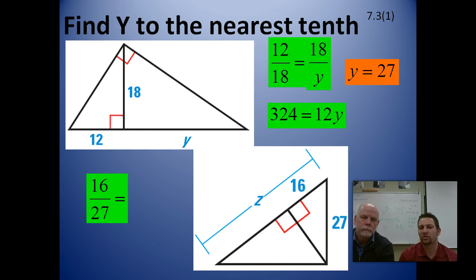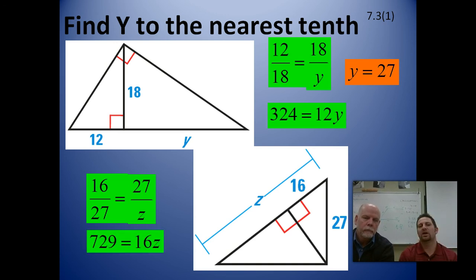Then I will set up my two hypotenuses. Since I have the short leg on top, I'm going to have the hypotenuse I don't know, the hypotenuse for the big triangle, on the bottom, which will be z, and then 27 will be on top because that's the hypotenuse of the short triangle. Now we're back to a simple proportion of cross multiplying and dividing, and we get 729 equals 16z, which simplifies to approximately 45.6. It doesn't go in evenly.